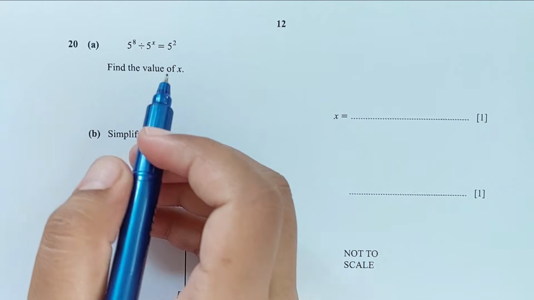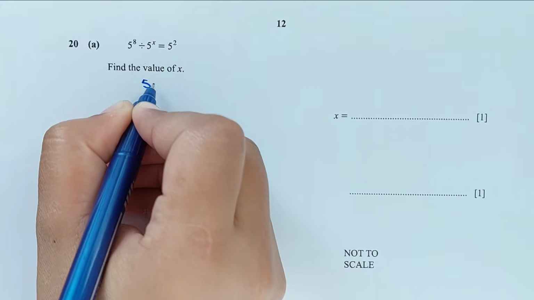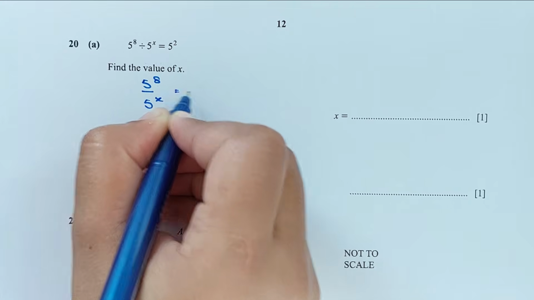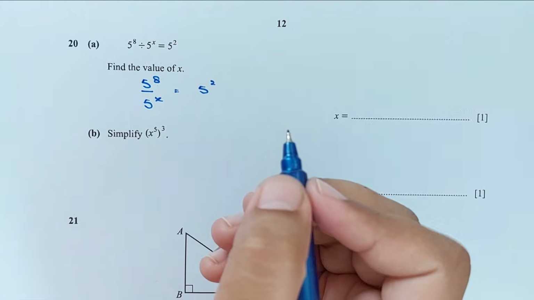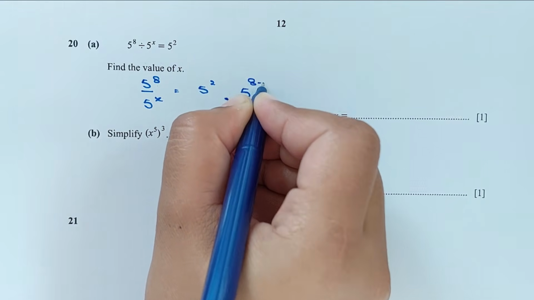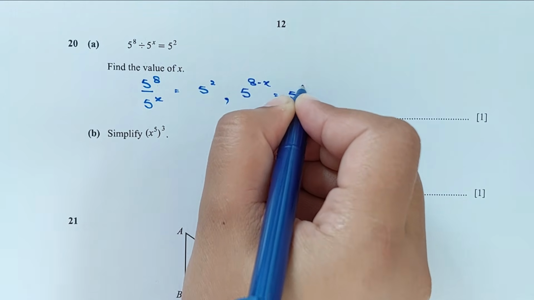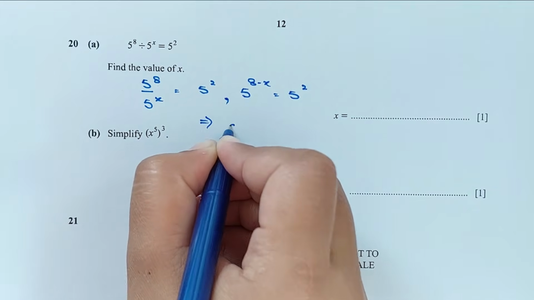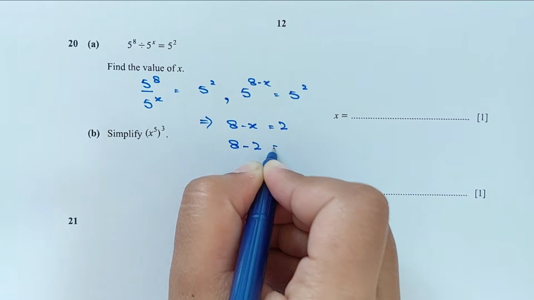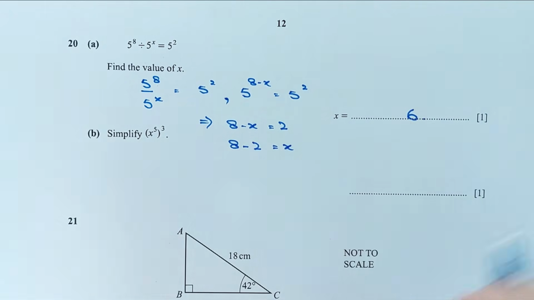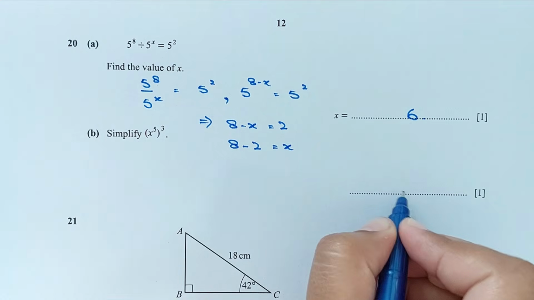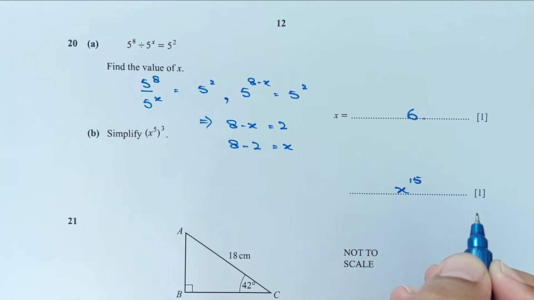Question number 20, part A. Find the value of x. Okay, so 5 power 8 over 5 power x equals to 5 power 2, right? So we can compare the powers. The next step is 5 power 8 minus x equals to 5 power 2. So comparing the powers, 8 minus x would be equals to 2. So 8 minus 2, this is x, which is equals to 6. Part B, x power 5 power 3. 5 times 3 is 15. X power is 15. 5 plus 5 plus 5 makes 15.